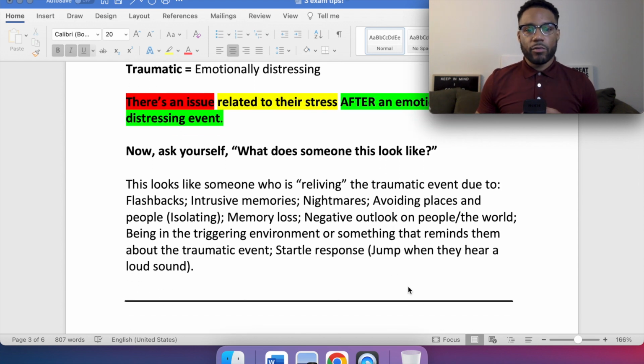This looks like someone who is reliving the traumatic event due to flashbacks, intrusive memories, nightmares, avoiding places and people, so isolating, memory loss, negative outlook on people and the world, being in the triggering environment or something that reminds them about the traumatic event, startle response, so they jump when they hear a loud sound. So just as a tip to help us with these disorders, we kind of read it backwards and see what it relates to, so that can help us pick the right answer on the exam.